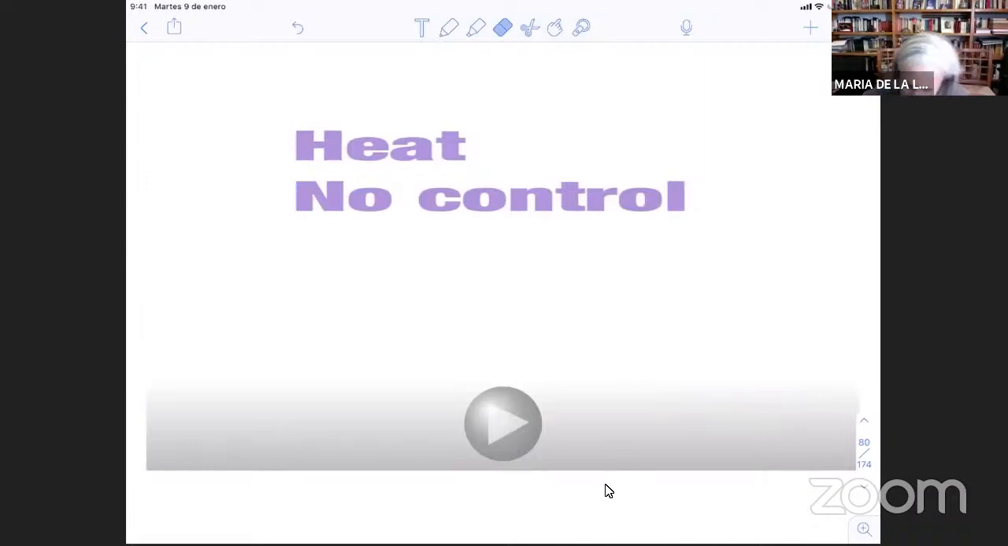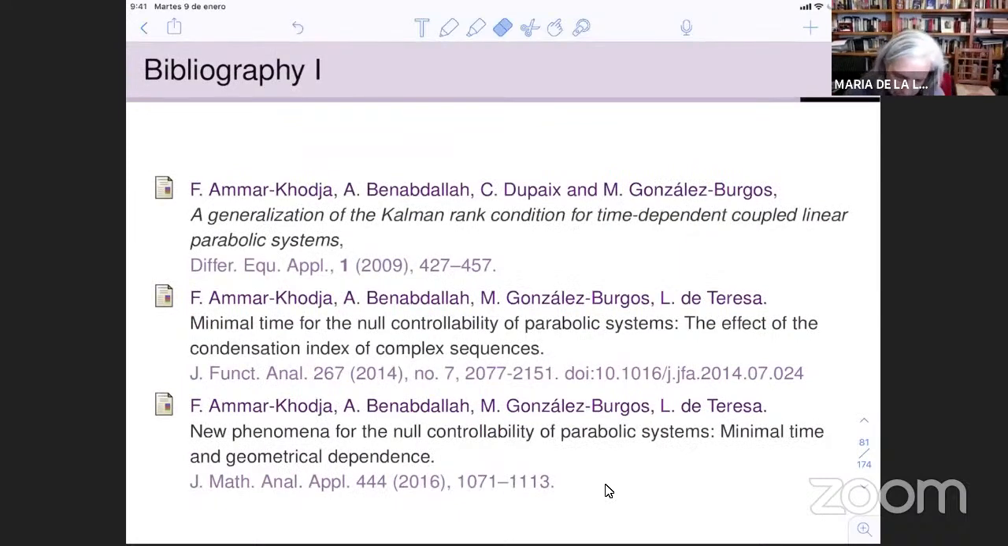So the references that I am giving here are, for example, for coupled equations, the results of Ammar-Khodja, Benabdallah, Dupaix, and Gonzalez-Burgos. For the case of coupled heat equations, I have this result of Ammar-Khodja, Benabdallah, Gonzalez-Burgos, and myself, where we prove a minimal time for the null controllability of parabolic systems. And we use this kind of technique with a problem of moments.